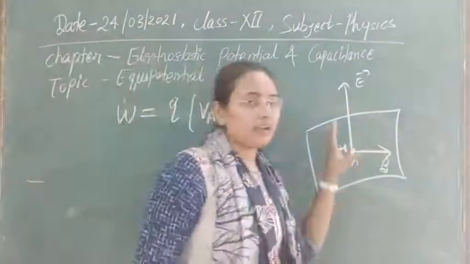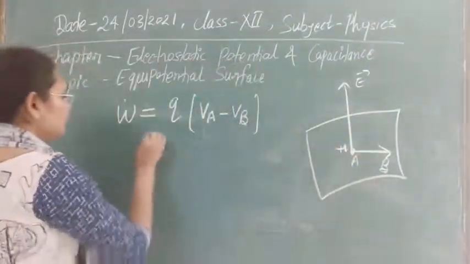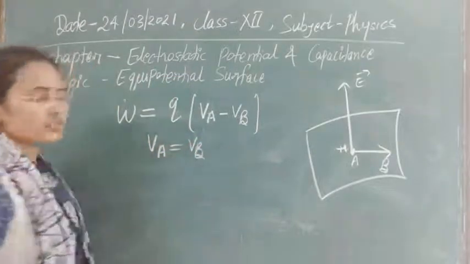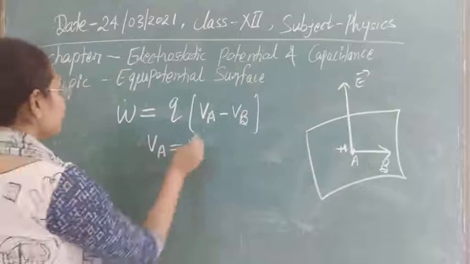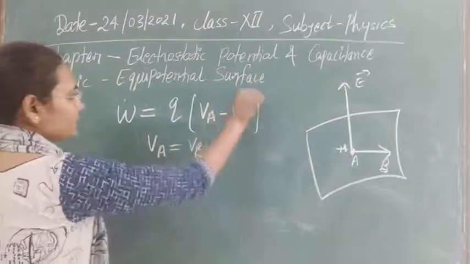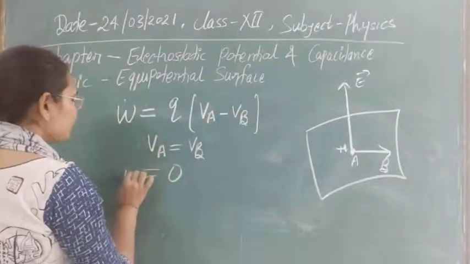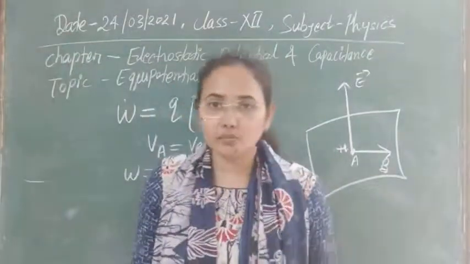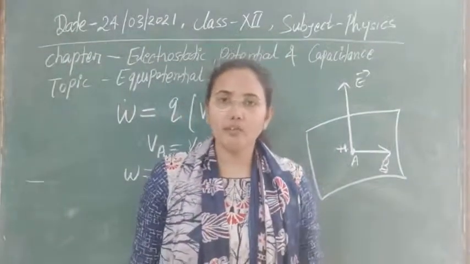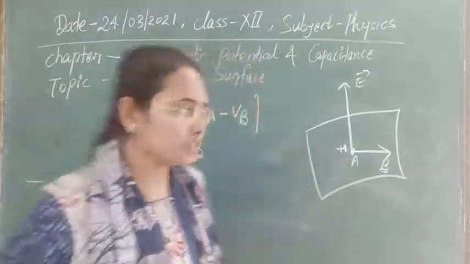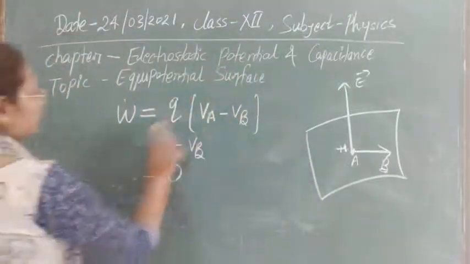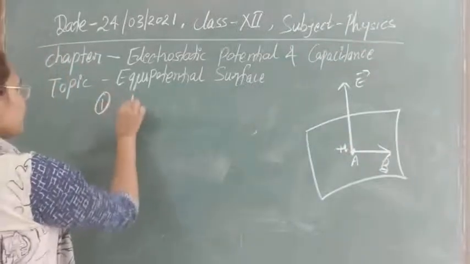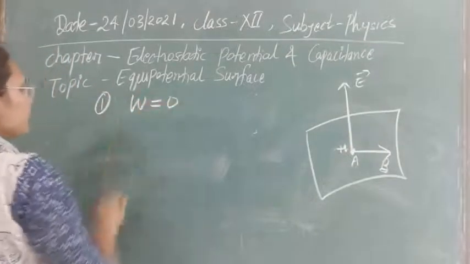Now, as it is an equipotential surface, by definition VA is equal to VB. So the difference will be 0 and the work done is 0. This means there is no work done when we are moving any charge on the equipotential surface. So this is the first property of the equipotential surface. Let's summarize it: work done is 0 here.